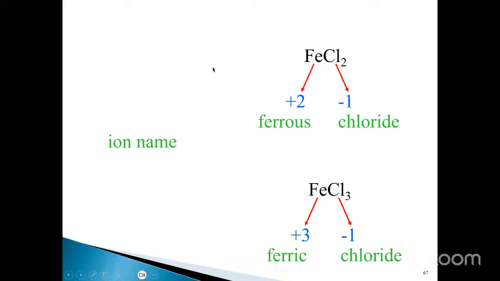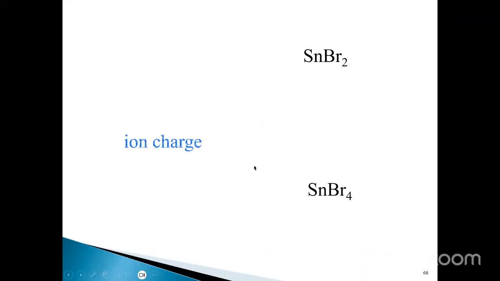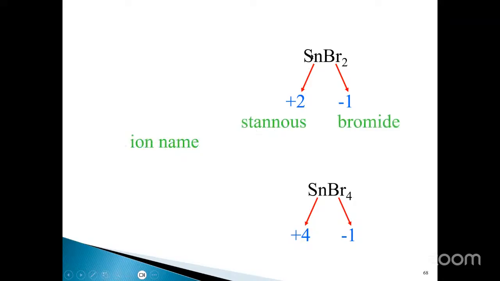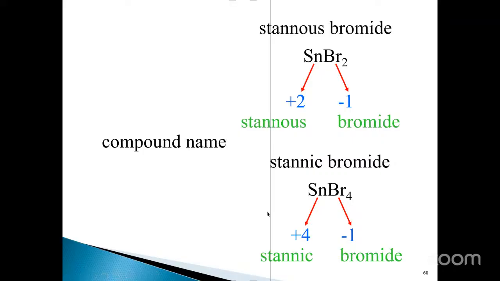So the name of this compound is ferrous chloride, and the name of the second one is ferric chloride, all right? And that's it. Here's another example using the tin example that we saw earlier. This one is called stannous bromide, because this is called the stannous ion, and this is called the stannic ion. Again, -ic has a higher charge compared to -ous. So this is called stannous bromide, and this is called stannic bromide. All right, so that's it.